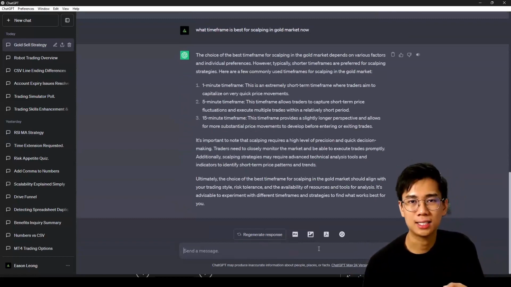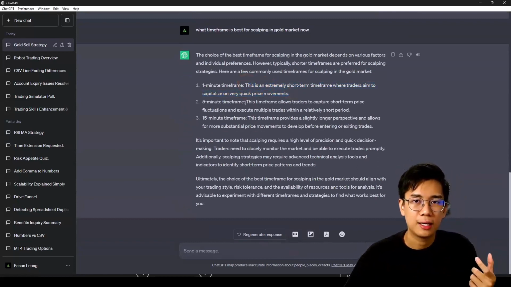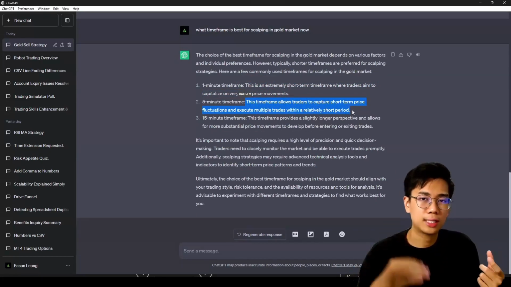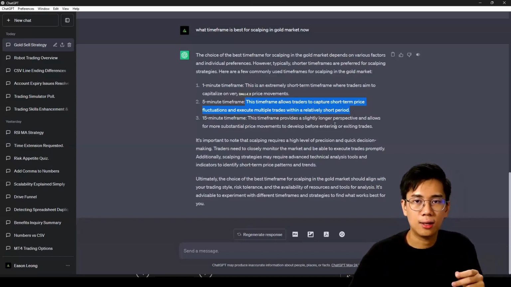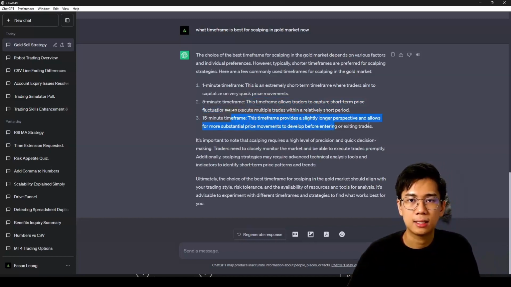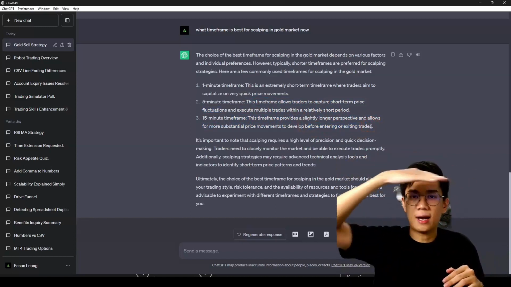And there's quite a standard answer for this. 1 minute is extremely short term, aimed at crazy quick price movement. 5 minutes is to capture price fluctuation and at the same time execute multiple trades within a relatively short period of time, meaning we would like to dollar cost average. 15 minutes is a longer perspective that allows substantial price movement to develop before the exit. It's like before entering or exiting the trade, an eagle view, where you view everything from the top.